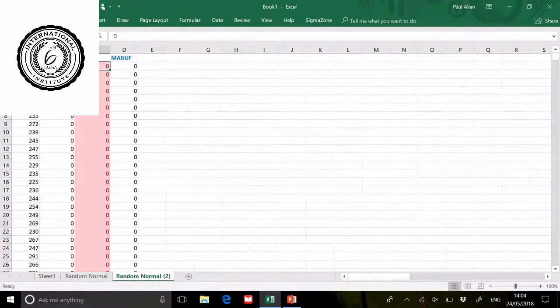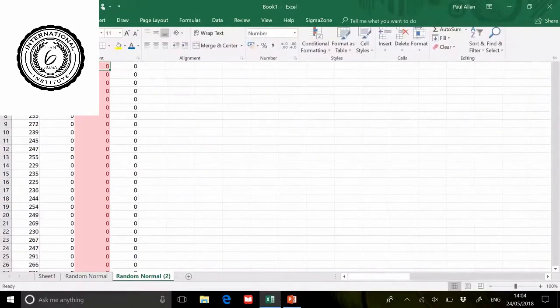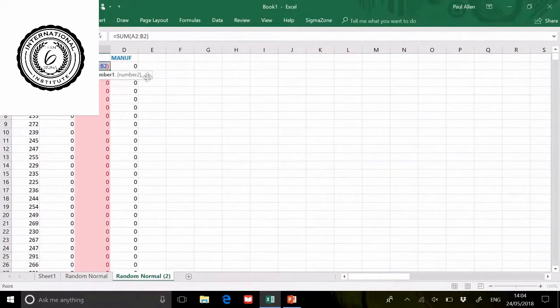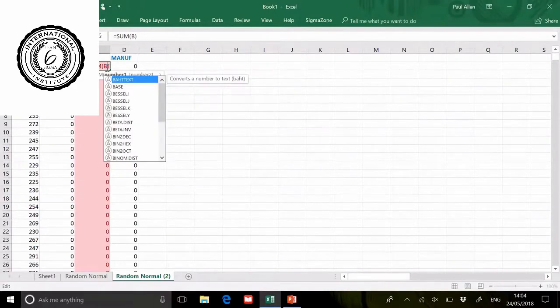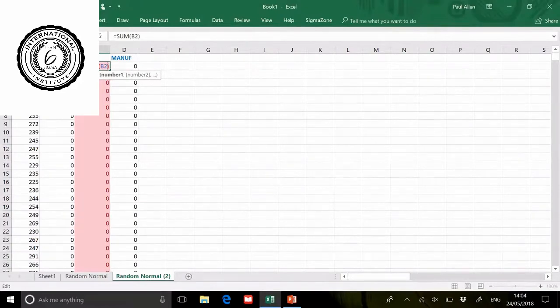And of course, what I've got to do now in the balance is just put a little formula. Let's put a little sum in there. So this is going to be the opening balance. It's going to be B2 minus the demand. So I'm going to put minus the demand there, and that goes to 780. So in week 1 we had 1,000 in stock. We had a demand of 220. The stock went down to 780.